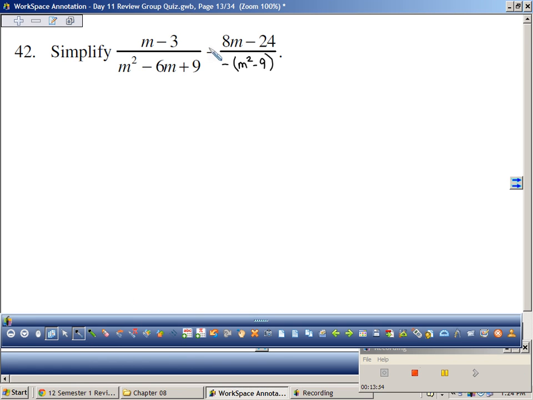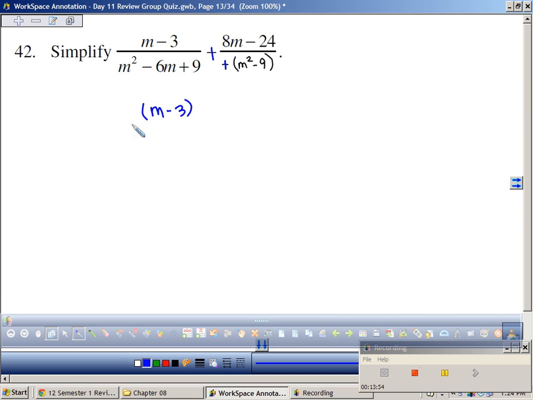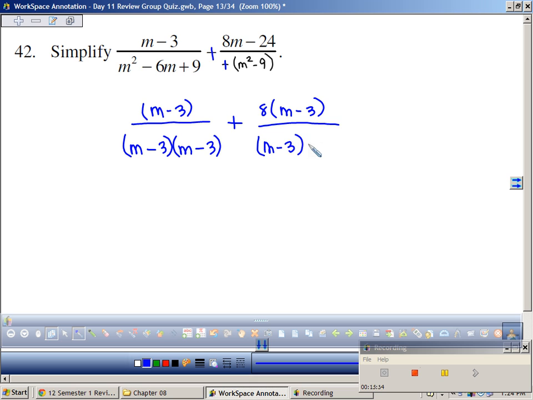Okay, now what can I do with this? This is a negative and a negative. Makes it positive. Now I'm going to start factoring. So I have m minus 3 over both m minus 3 plus 8 times m minus 3 over m minus 3, m plus 3. Okay?